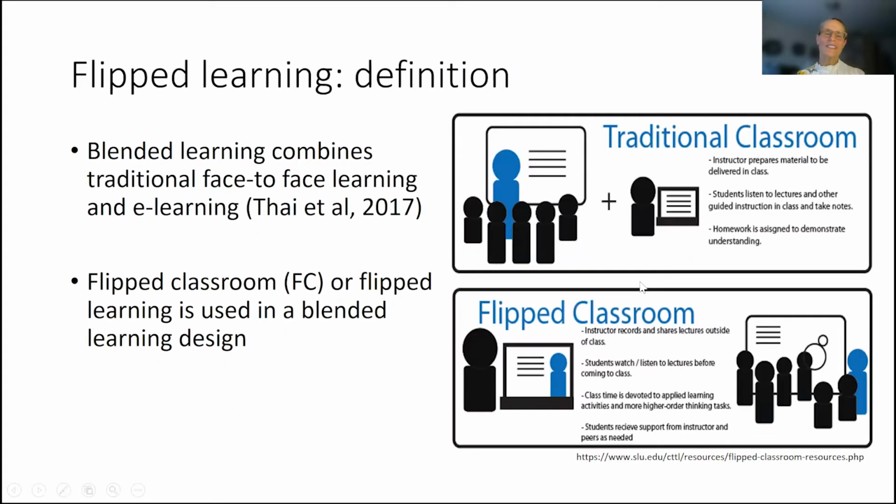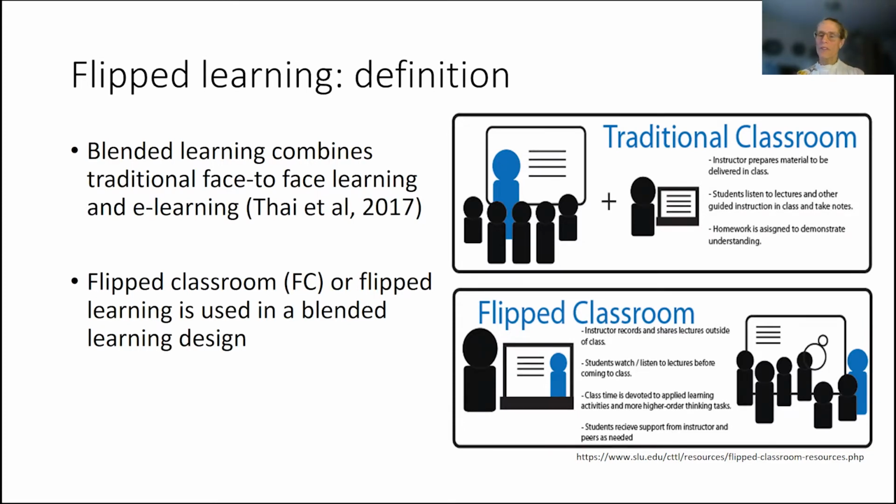So in terms of definitions of a flipped classroom, a traditional classroom is where you have lectures and students come to listen to those lectures, and the professor will give assignments for the material that's covered in the lectures. A flipped classroom involves blended learning. So blended learning combines traditional face-to-face learning and e-learning.